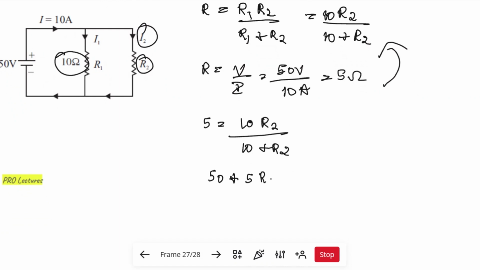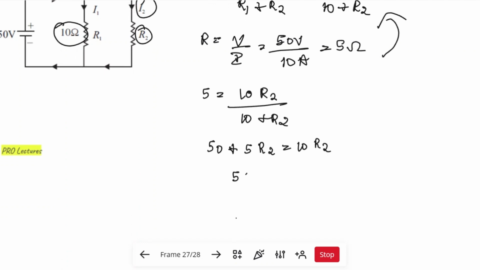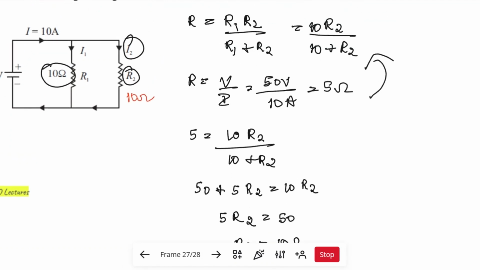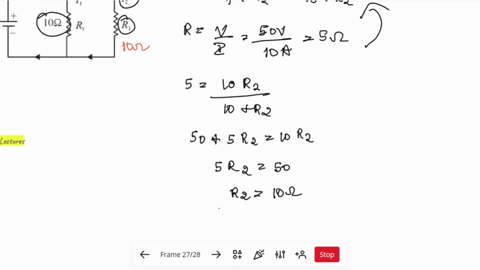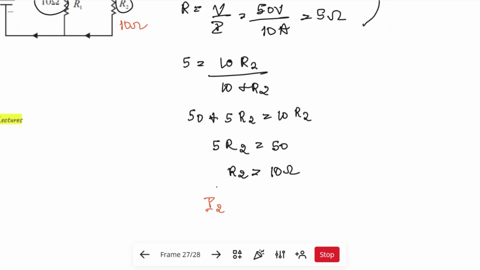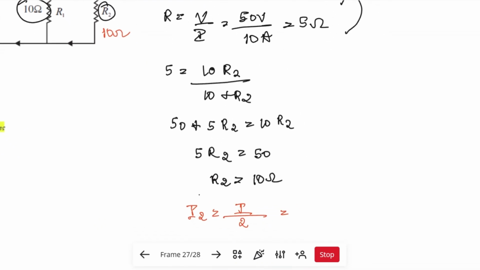50 plus 5 R2 is equal to 10 R2. So 5 R2 is 50, which means R2 is equal to 10 ohm. Since the resistances are equal, that is R1 and R2 both are 10 ohm, the current will be equally divided between them. Therefore, I2 is equal to I by 2. We know that I is 10 ampere, so 10 by 2 is equal to 5 ampere.